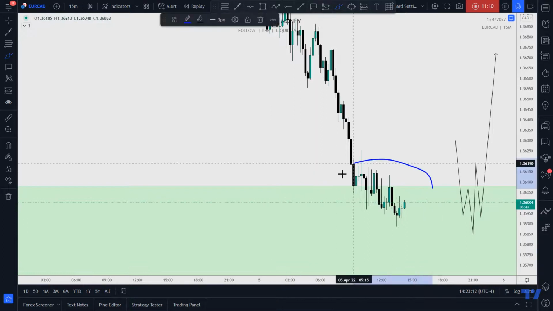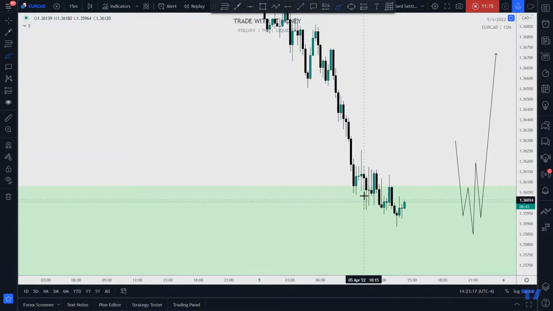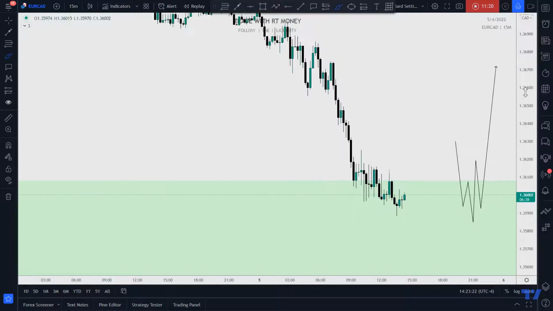But we're at the POI now. All right. We're at this POI now, and we're going to watch this price action. If it turns bullish, hey, we'll have to consider getting in on this one.